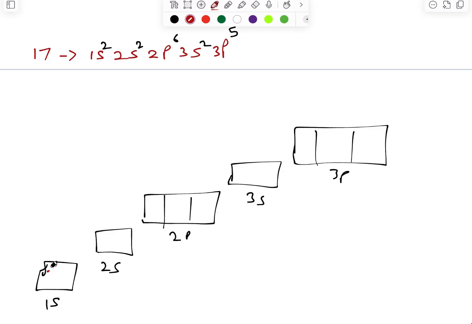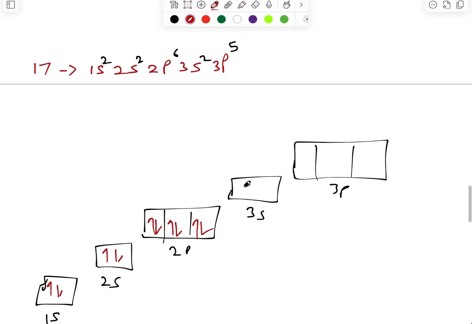For the s, we have 2 electrons for the 1s. For the 2s, we also have 2 electrons. Those ones don't really have problem. For this p, we have 6 electrons. So we singly fill first. 1, 2, 3, then 4, 5, and 6. Then for the 3s, we have 1, 2. Now, we have 5 electrons to fill here. So the first thing we need to do is that we need to fill singly first. 1, 2, 3. Then we go 4 and 5.